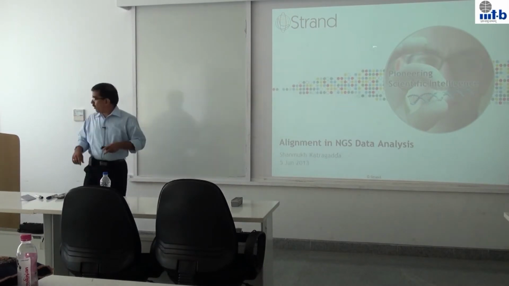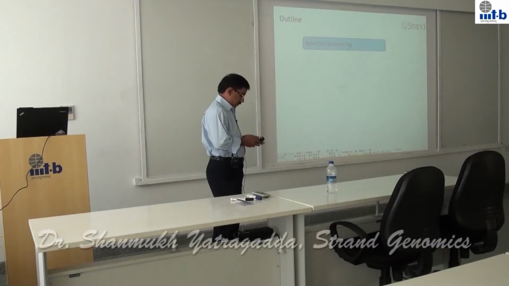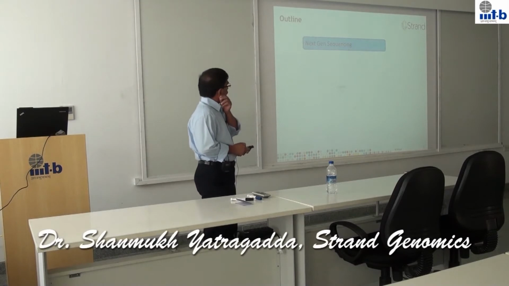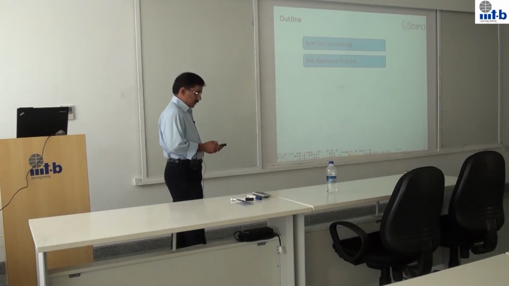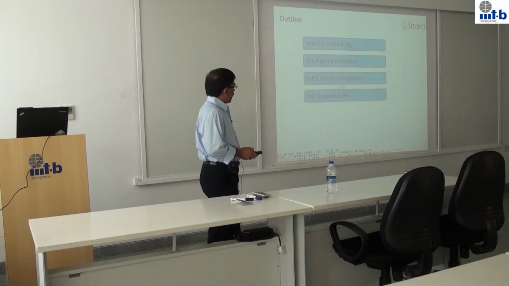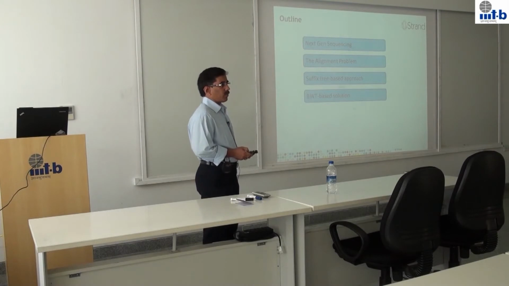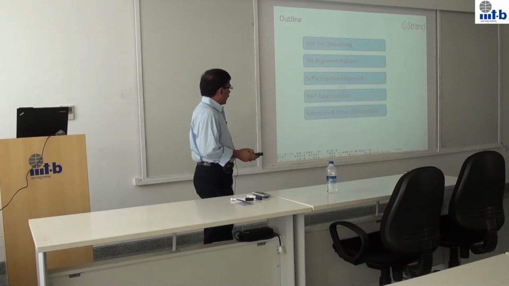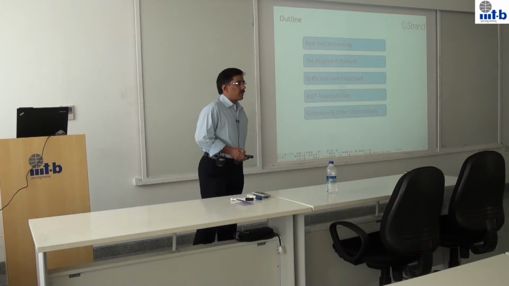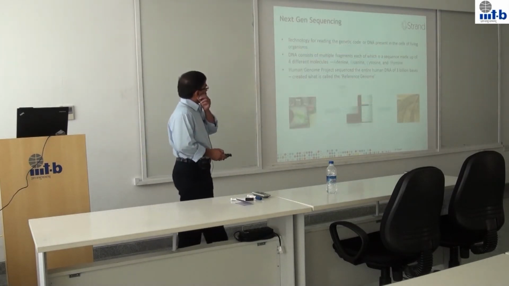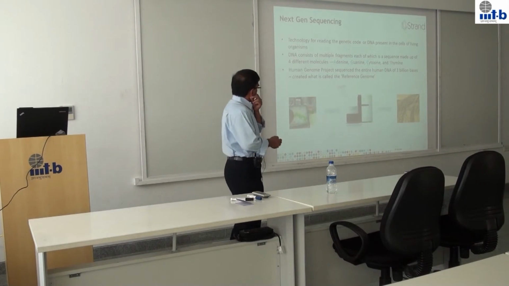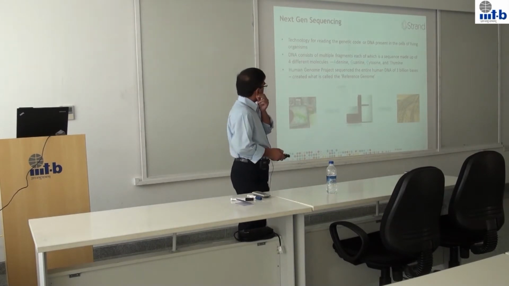Before going into the details, here is the outline. First, I'll briefly tell you about NGS and what the alignment problem is with respect to next-gen sequencing. We will see a couple of solutions for this alignment problem. And finally, we will see some extensions and optimizations that are possible here. I think some of these have already been covered in the previous talk.